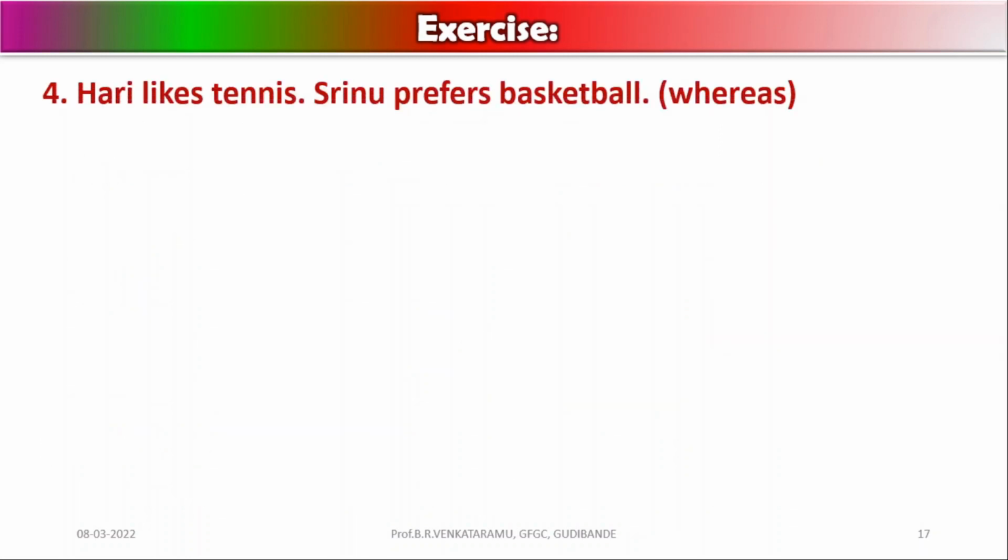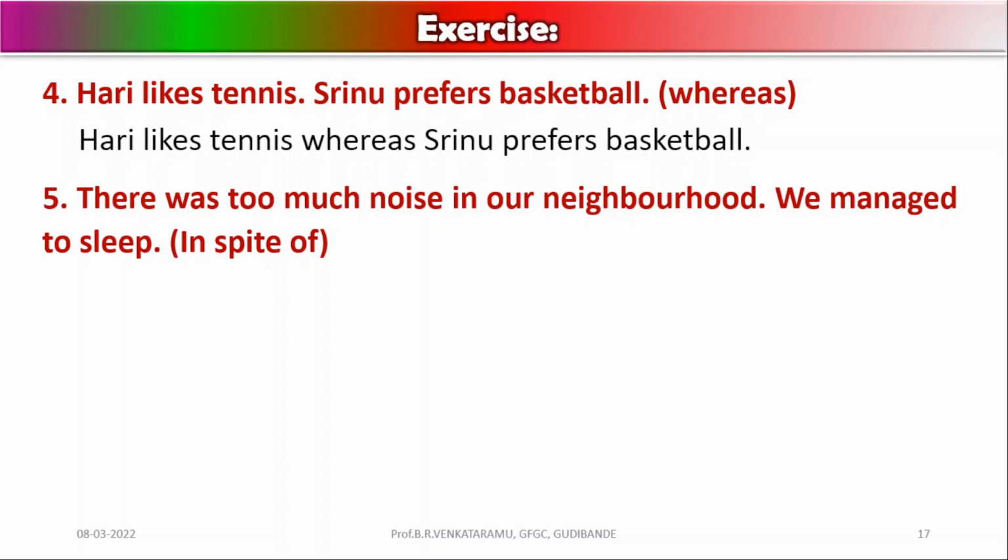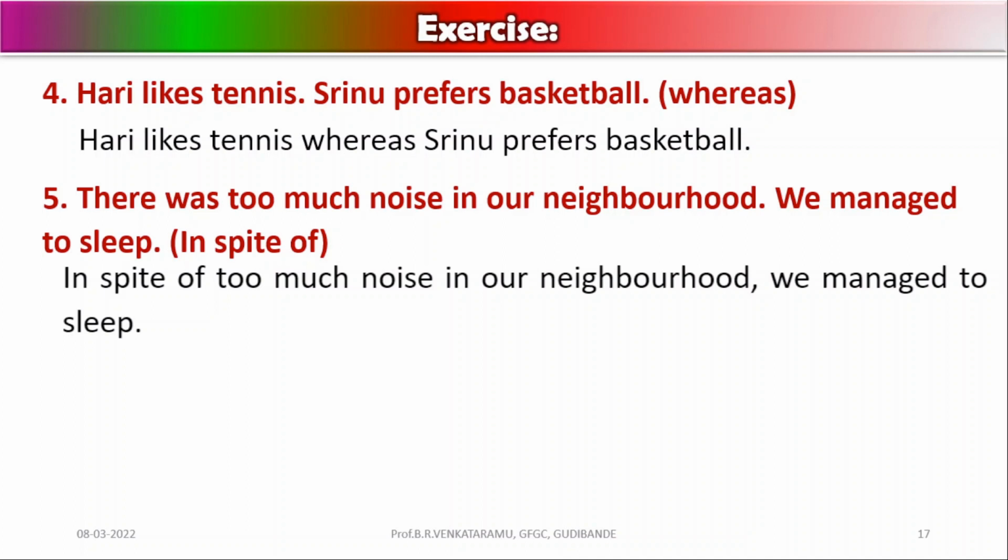Come to the fourth example. This example reads as Hari likes tennis. Srinu prefers basketball. In the bracket it is given whereas. Well, by the use of the linker whereas, you have to rewrite the sentence. It can be written as Hari likes tennis whereas Srinu prefers basketball. Come to the fifth sentence. This sentence reads as there was too much noise in our neighborhood. We managed to sleep. So in the bracket it is given in spite of. Use of this in spite of will help you to rewrite the sentence. Well, it can be written as in spite of too much noise in our neighborhood, we managed to sleep.